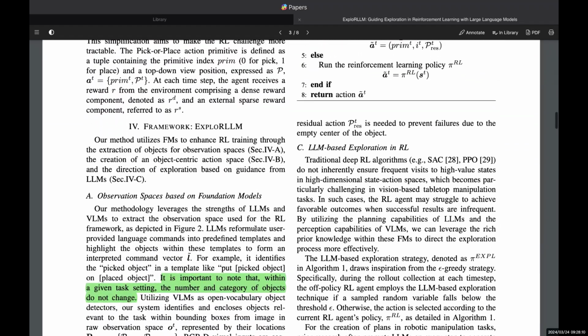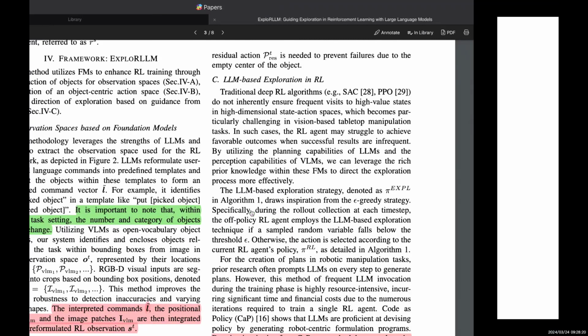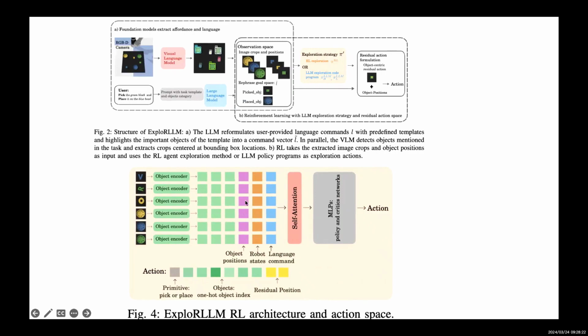So let's first look at how they use the foundation models to tailor the observation space and action space for the reinforcement learning agents. Well, I want to combine figure 2 and figure 4 to illustrate this design. So let's first look at figure 2.